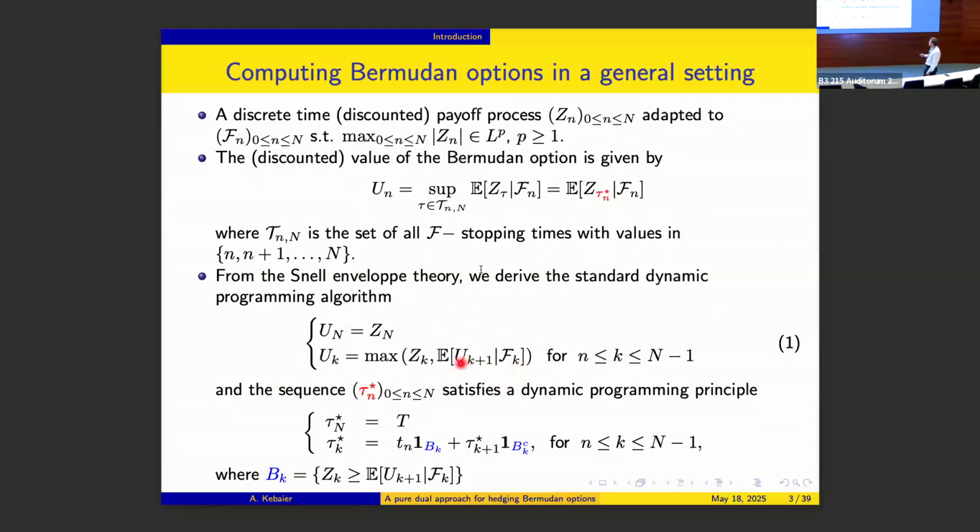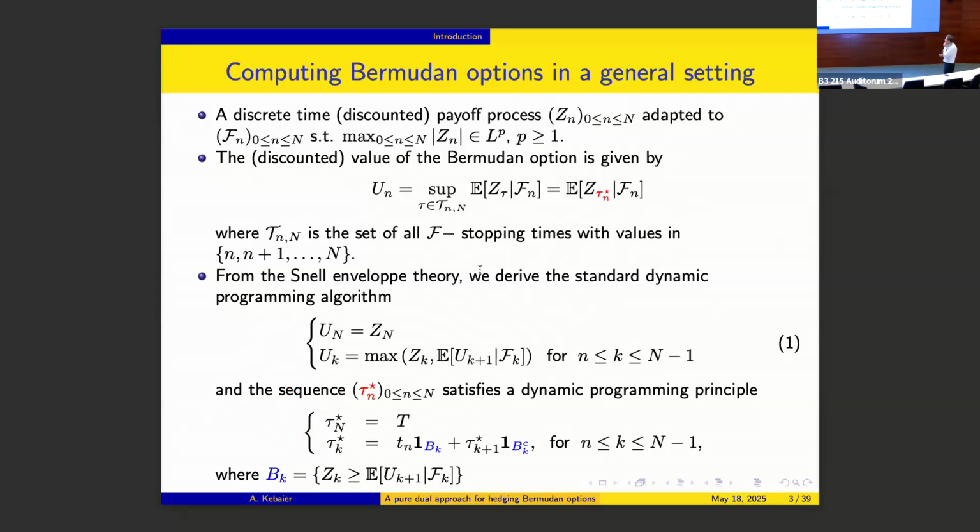This maximum covers two scenarios. The first scenario is that at time k, the owner of the option is going to exercise, so the payoff is then Zk. The second scenario is that the owner is going to wait until the next stopping time in the time grid. In that way, in order to hedge correctly the next move, you need to hold a kind of European option. So between two stopping times, it behaves like a European option.